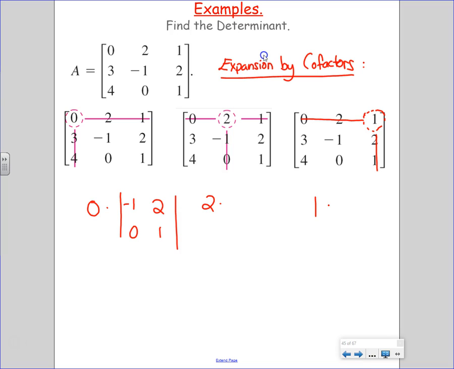And we're going to do that for every single one. Whatever's left, put into a determinant. Okay?